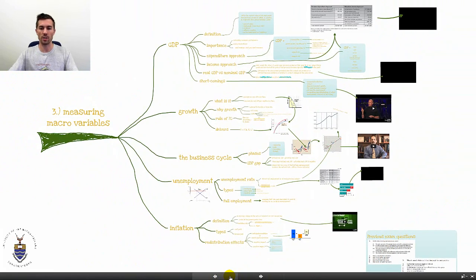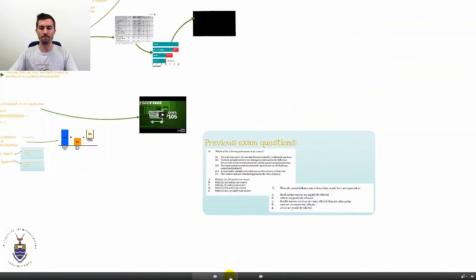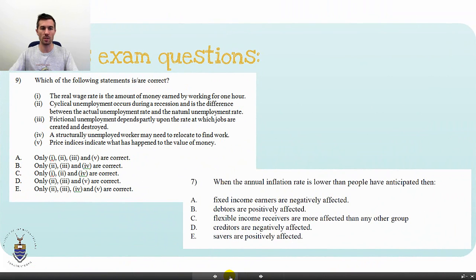So to finish off part 3, 2 previous exam questions. The first one says, which of the following statements is or are correct? The real wage rate is the amount of money earned by working for an hour. Secondly, cyclical unemployment occurs during a recession and is the difference between the actual unemployment rate and the natural unemployment rate. Third, frictional unemployment depends partly on the rate at which jobs are created and destroyed.